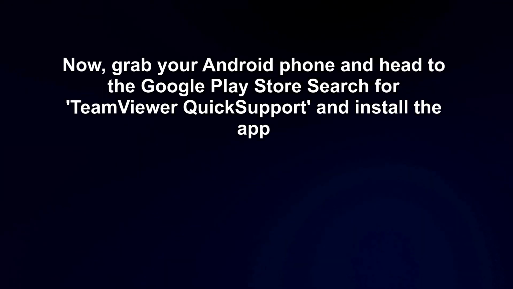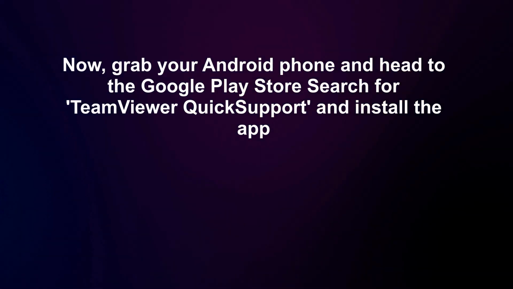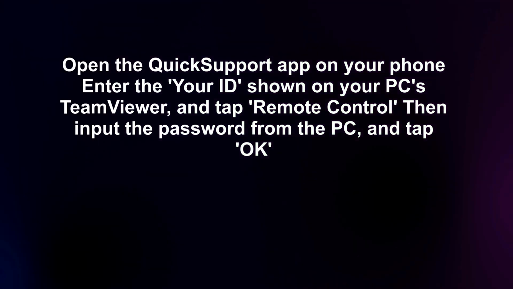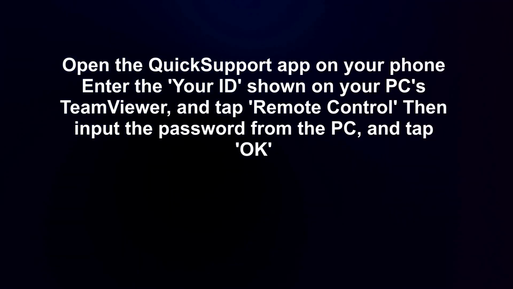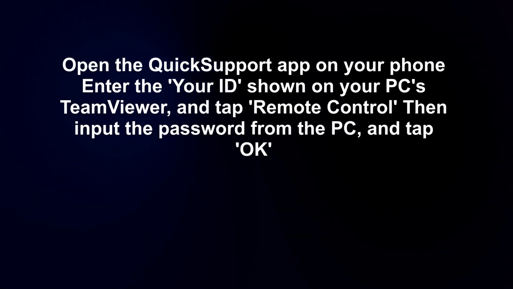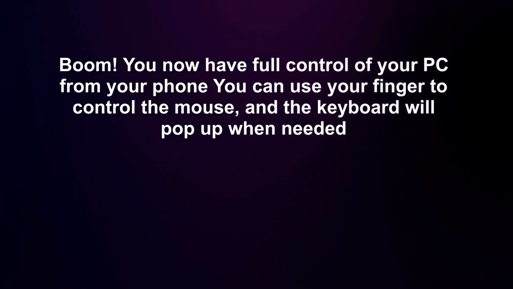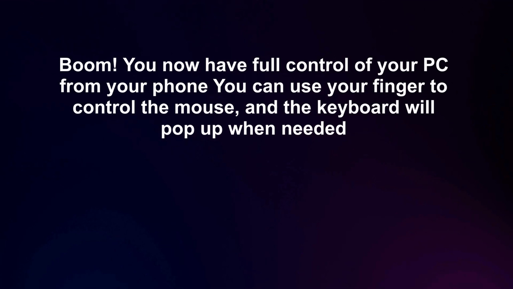Now, grab your Android phone and head to the Google Play Store. Search for TeamViewer QuickSupport and install the app. Open the QuickSupport app on your phone, enter the ID shown on your PC's TeamViewer, and tap Remote Control, then input the password from the PC, and tap OK. Boom! You now have full control of your PC from your phone. You can use your finger to control the mouse, and the keyboard will pop up when needed.